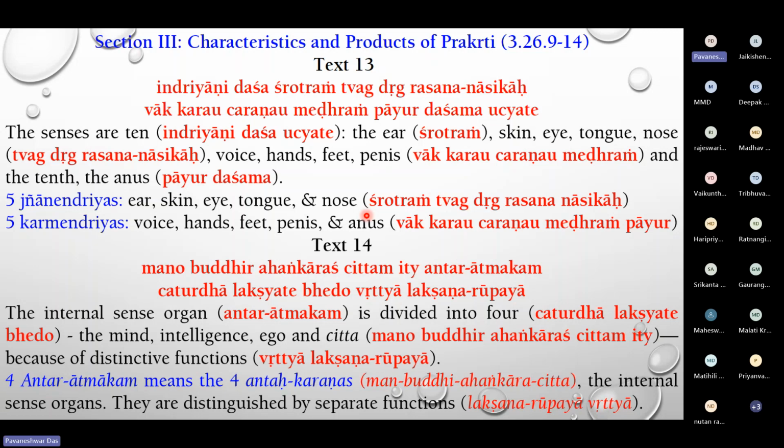This chapter is a very big chapter. 80 slokas are there. Be patient. We'll get to know everything.